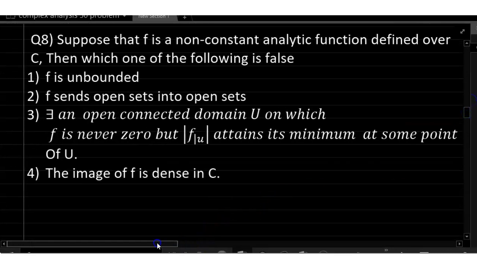Now we will go to solve the next problem. Suppose that f is a non-constant analytic function defined over C, then which one of the following is false? f is unbounded; f sends open sets to open sets; there exists an open connected domain U on which f is never 0; f restricted to U, modulus of f attains its minimum at some point of U; and the image of f is dense in C.